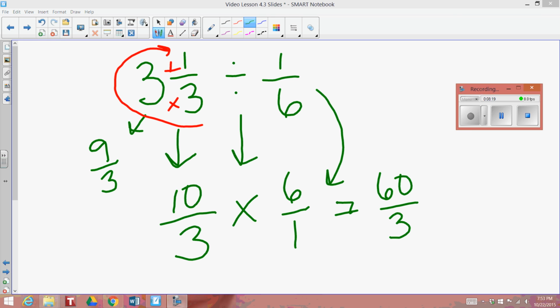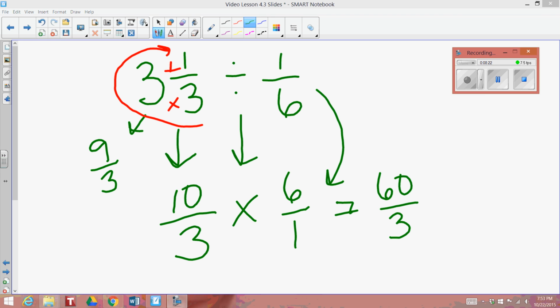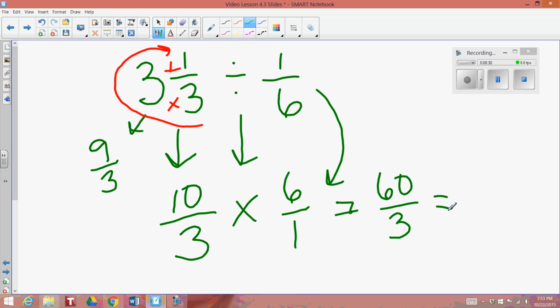60/3. I can't leave it as an improper fraction. We never leave it as an improper fraction. We're always going to simplify it to its lowest terms. And 60/3 is actually another way of saying 60 divided by 3, which is 20.